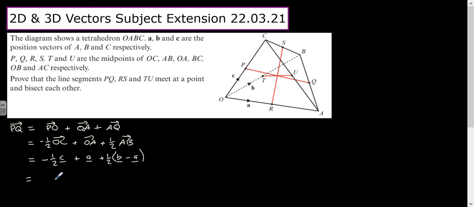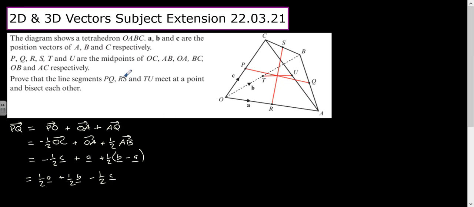And I'm just going to tidy it up. How many a's, how many b's, and how many c's do we have? Well, we've got a plus minus a half a, so we have half a. We're going to have plus half b. And we've got this minus half c. So that's our journey from P to Q in terms of our a's, b's, and c's.